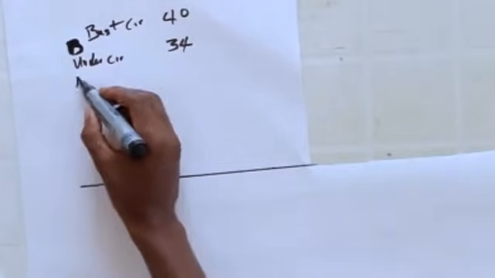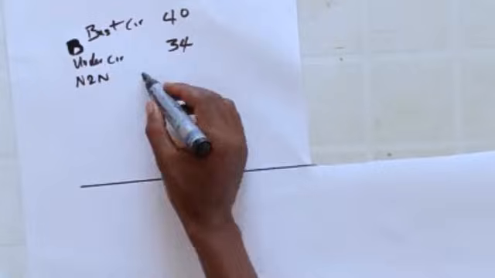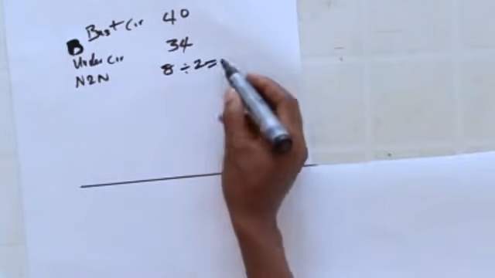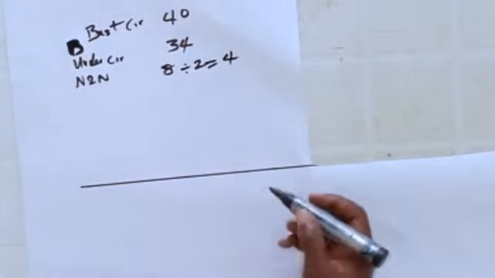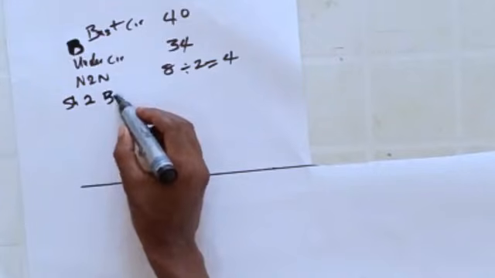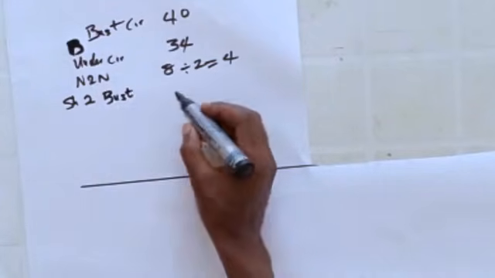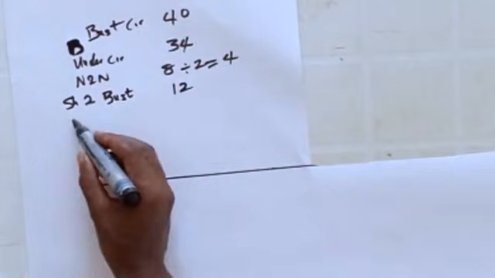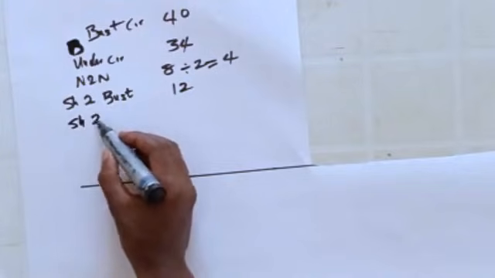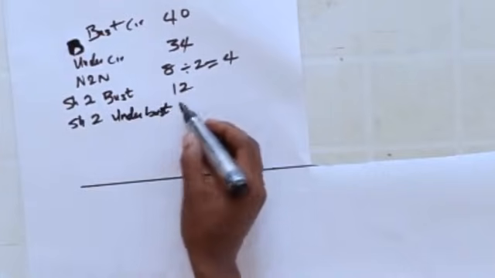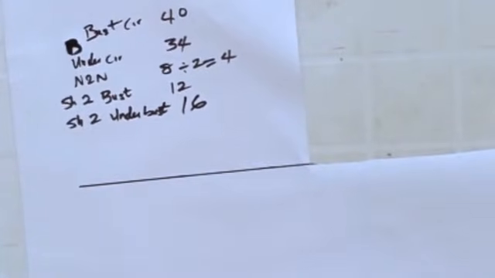And the next one is nipple to nipple measurement, which is 8 inches. We are going to divide it by 2. That will give us 4 inches. And also shoulder to bust. This length measurement, shoulder to bust is 12 inches. And lastly, shoulder to under bust. This one is 16. So these are the measurements we are going to be needing.